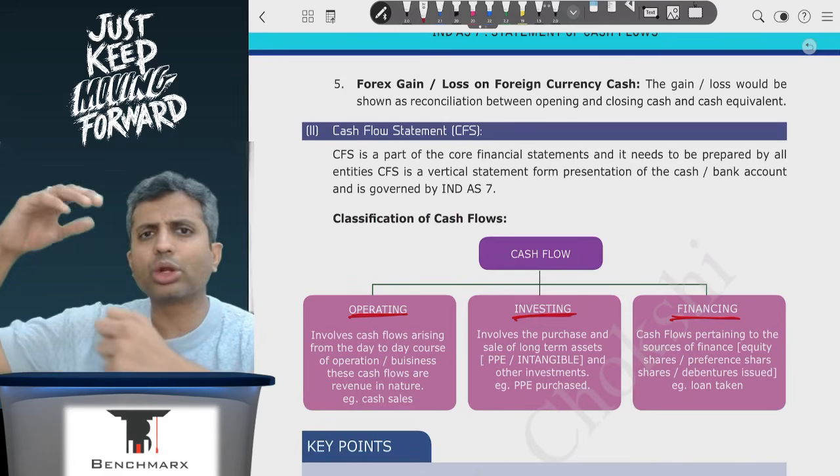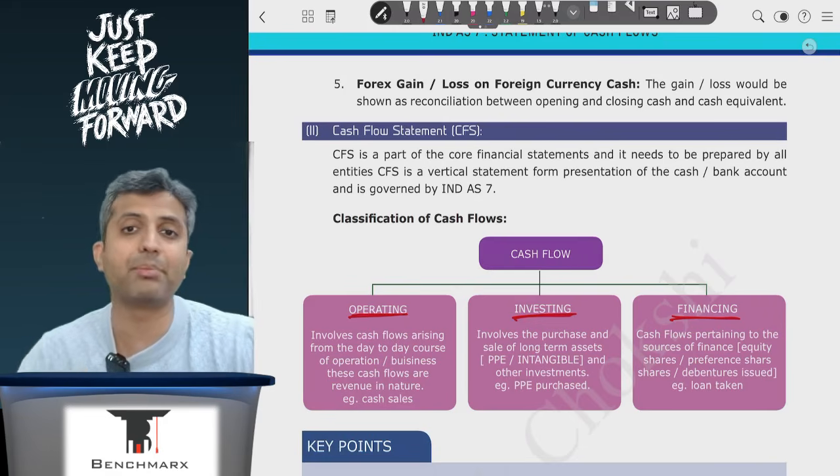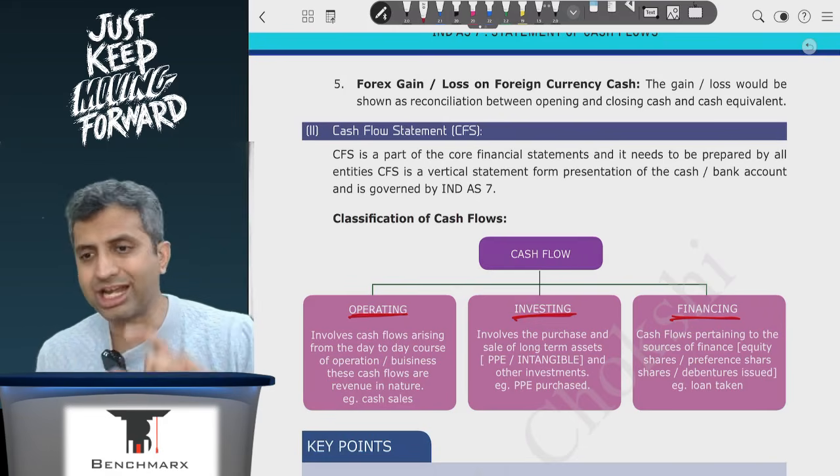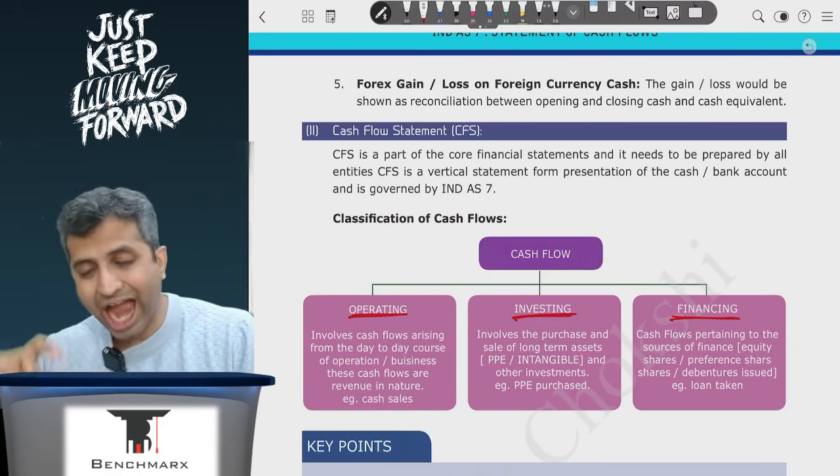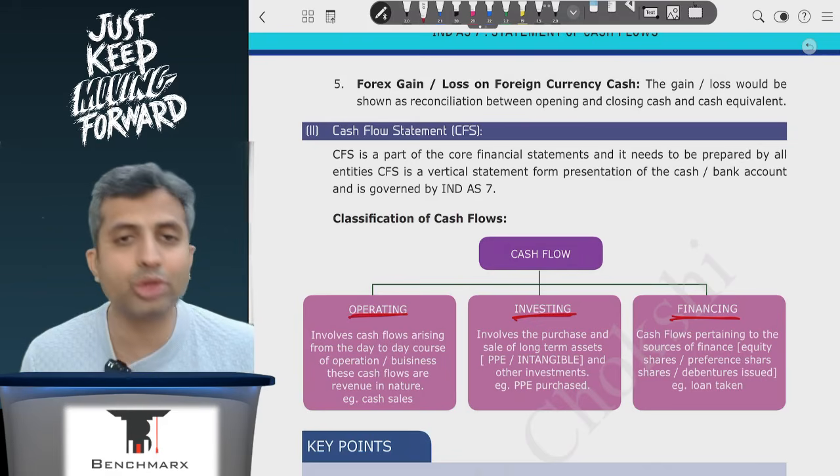When I take the total of these, this will give me the net cash flows that have happened during the year. Now, a cash flow statement at the end will reconcile these net changes of cash flows during the year, add that to the opening balance, and that should ideally give you the closing balance.